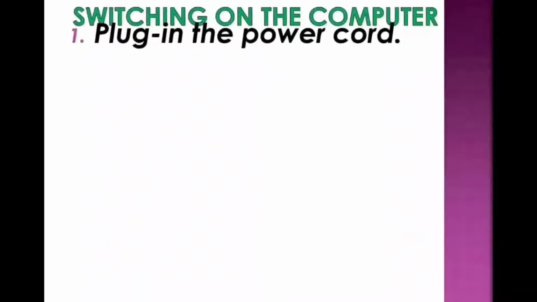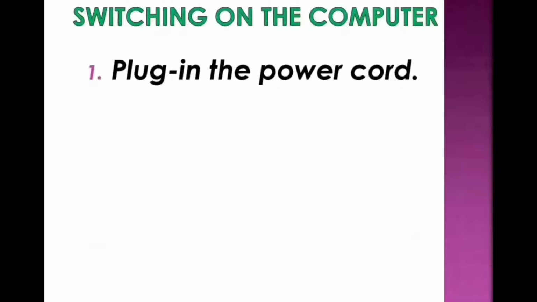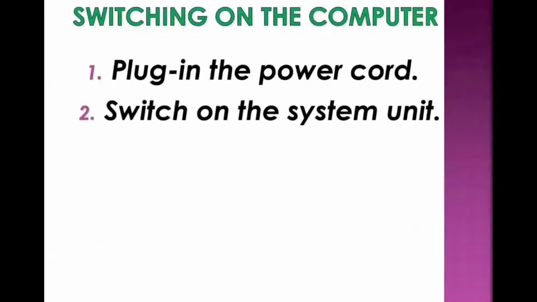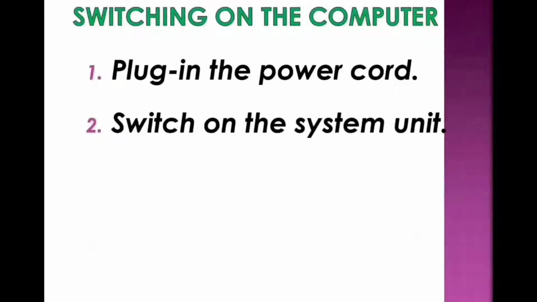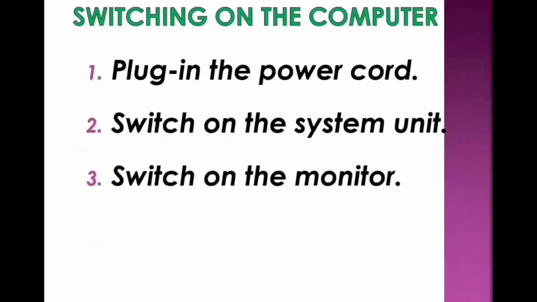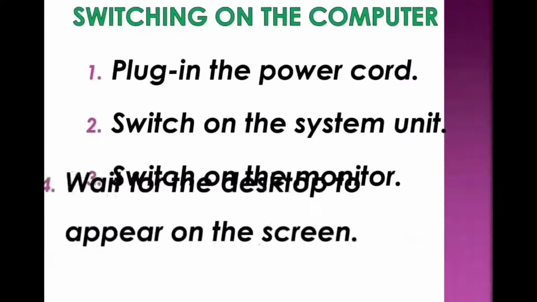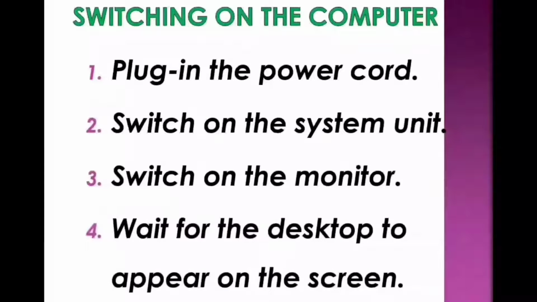Let's start. Switching on the computer. The first thing that you need to do is to plug in the power cord. The second one is to switch on the system unit by pressing the power button one time. The third one is to switch on the monitor by pressing the power button of the monitor one time. And the fourth one, we're going to wait for the desktop to appear on the screen.